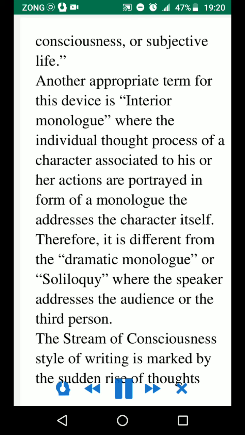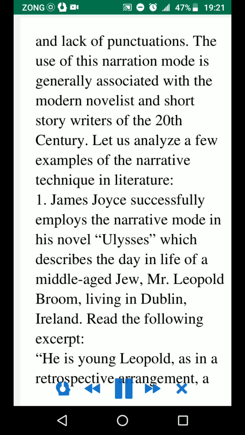character associated to his or her actions is portrayed in the form of a monologue that addresses the character itself. Therefore, it is different from the dramatic monologue or soliloquy, where the speaker addresses the audience or a third person. The stream of consciousness style of writing is marked by the sudden rise of thoughts and lack of punctuation.